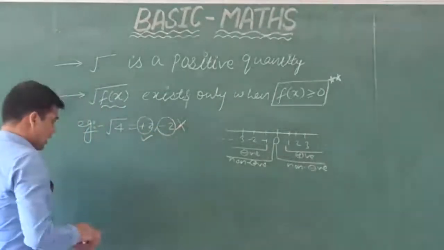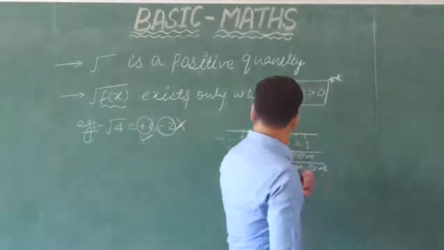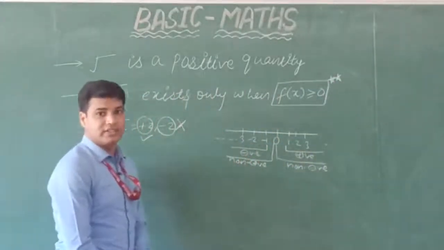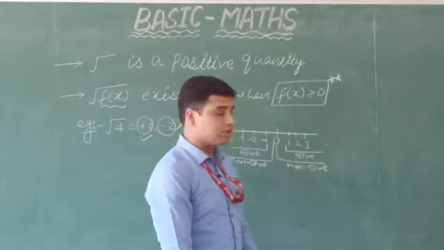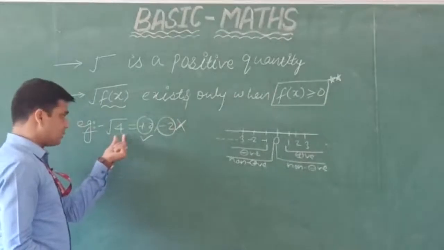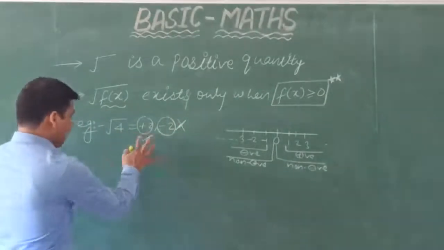How? See this here. According to the definition of maths, root under any non-negative quantity is always non-negative. See this here, this 4 is non-negative, non-negative meaning positive, so we are getting a non-negative result. Okay, in the same way, I can prove it.